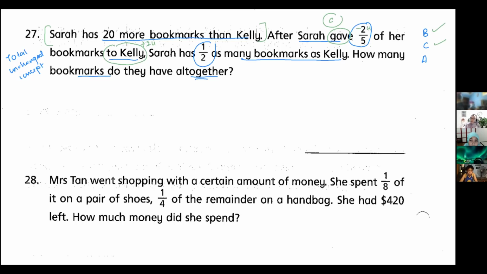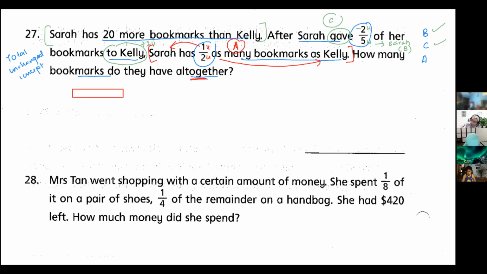Okay, so the 2/5 is actually a unit. 2 units are given away out of 5 units. So 5 units here is actually what Sarah had at first. Then the last one, this is my after. Sarah has half as many as Kelly. So this is 1 unit for Sarah, and 2 units for Kelly. How many bookmarks do they have all together? Means the total for the 2 girls. Okay, now we have the information.